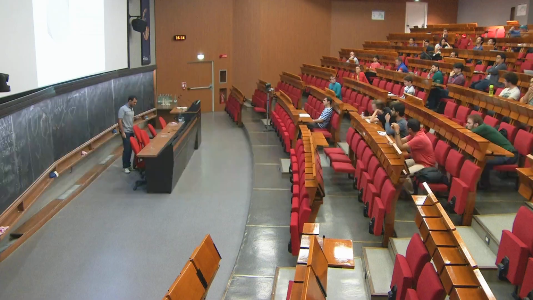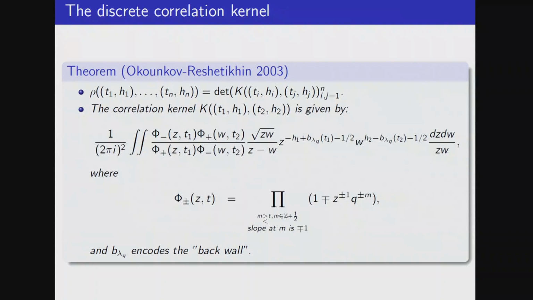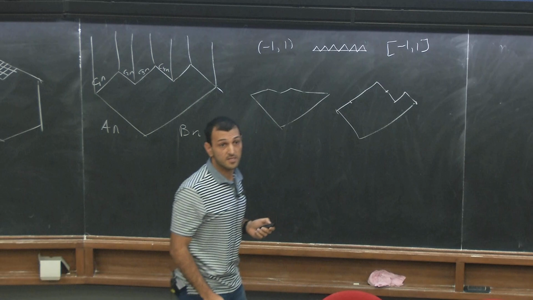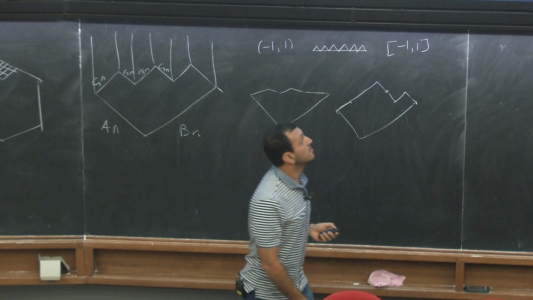Sorry, in this formula? What boundary? Oh, the boundary is encoded here. This is a product over, there's one multiplicand for each piece of the boundary. So if your boundary is, say, this, then this will have 1, 2, 3, 4, 5, 6, 7 multiplicands. Each multiplicand is going to have a plus or negative sign depending on whether the boundary is going up or down. Okay? Sure.